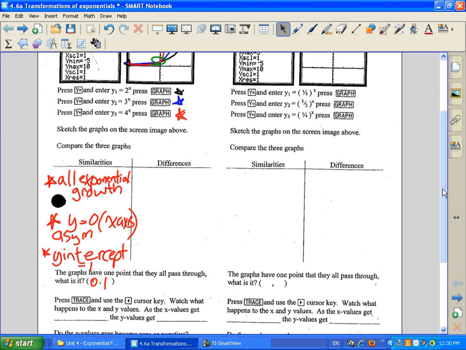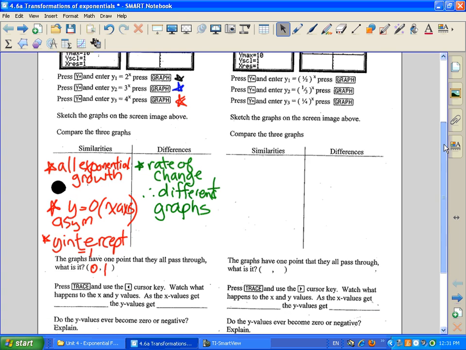What are the differences here, folks? You notice that they're increasing at different rates. So we have that rate of change is different. Therefore, we have different graphs. Okay, good. Let's keep moving down along here, see what we have.